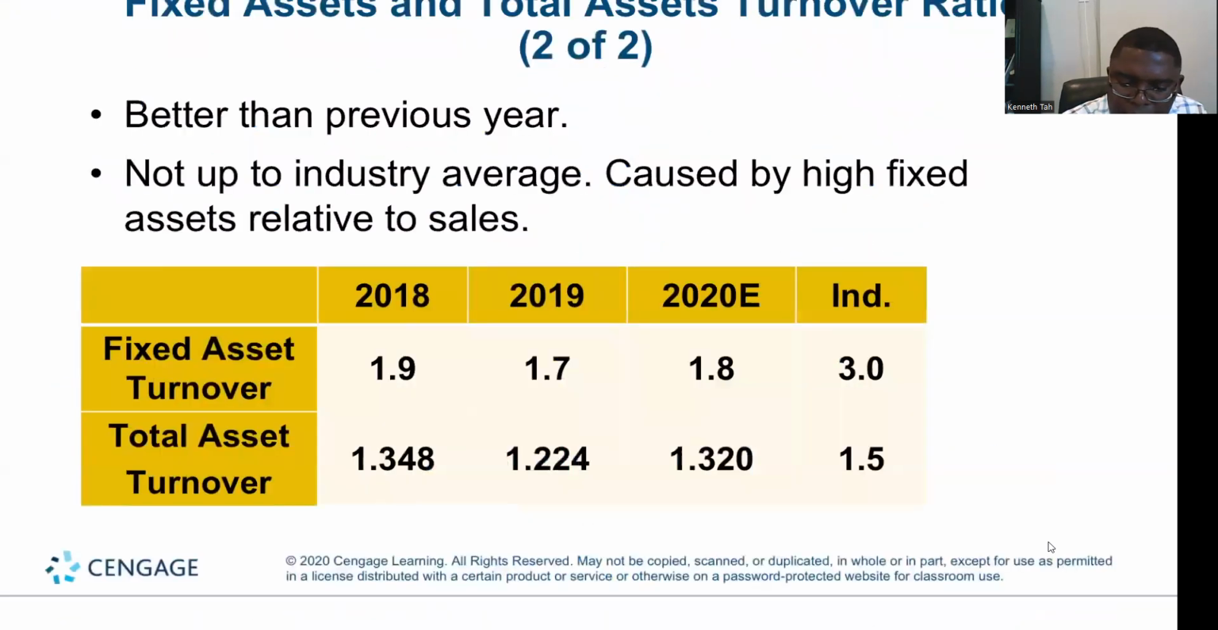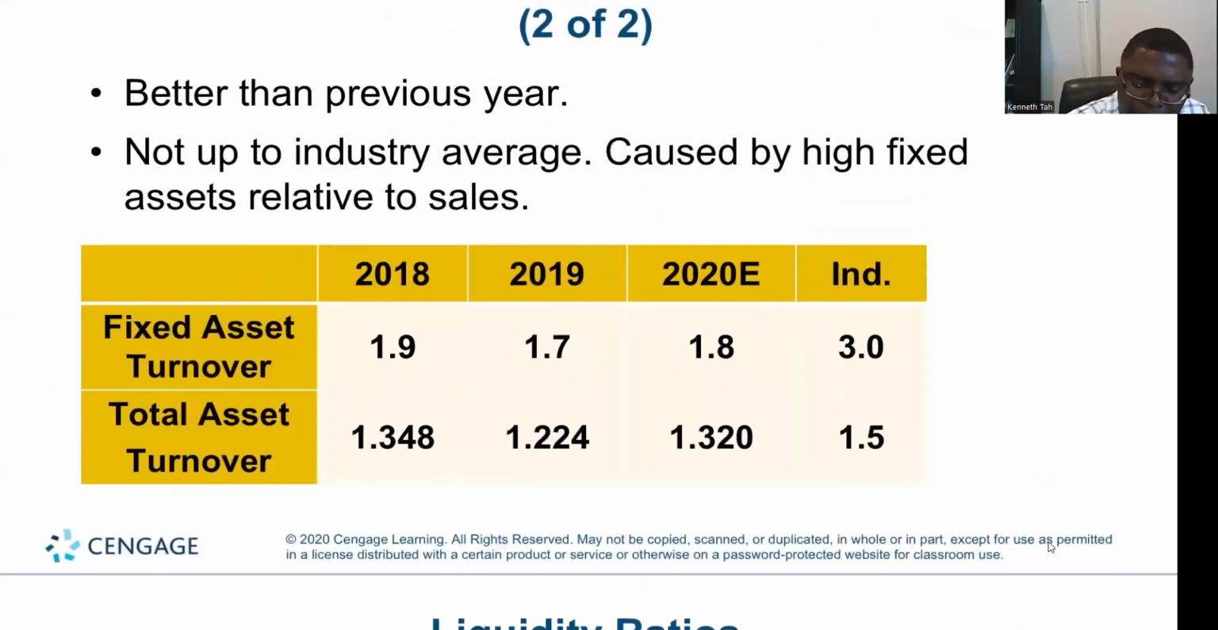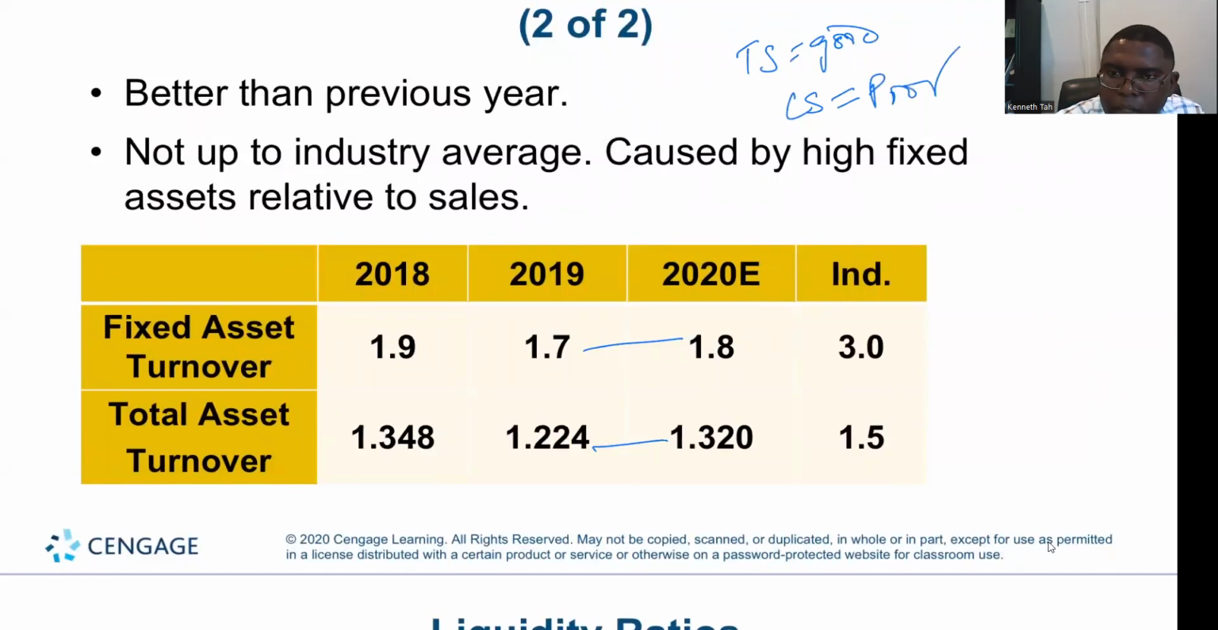We can look at how the company is performing over time. We see an improvement, but we see that the company is below the industry average. So in time series analysis, the company seems to be doing well. In cross-sectional analysis, the company is doing poorly. They are performing poorly.